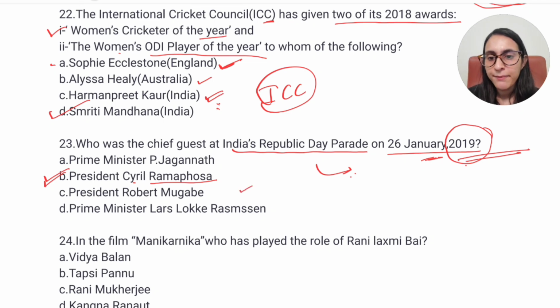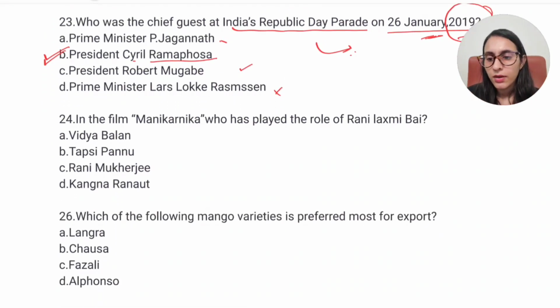So coming to option A, the Prime Minister P. Jagannath. This was not the chief guest at the 2019 Republic Day Parade. Option C, that is the President Robert, was not the chief guest. And D, the Prime Minister Lars Lokhe, was also not the chief guest.